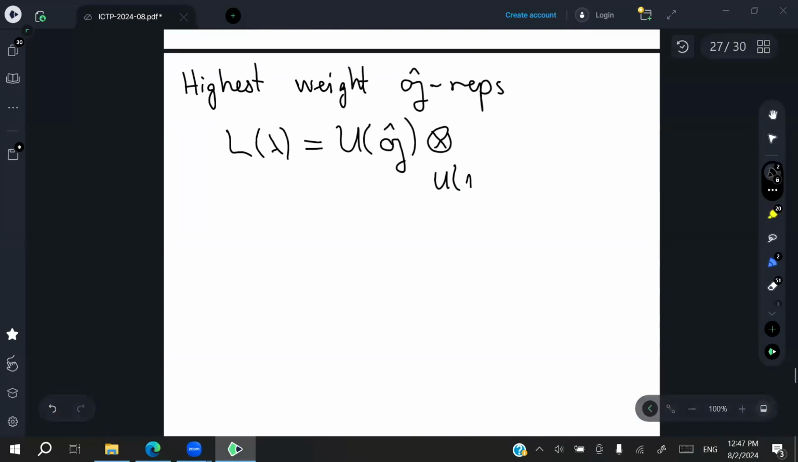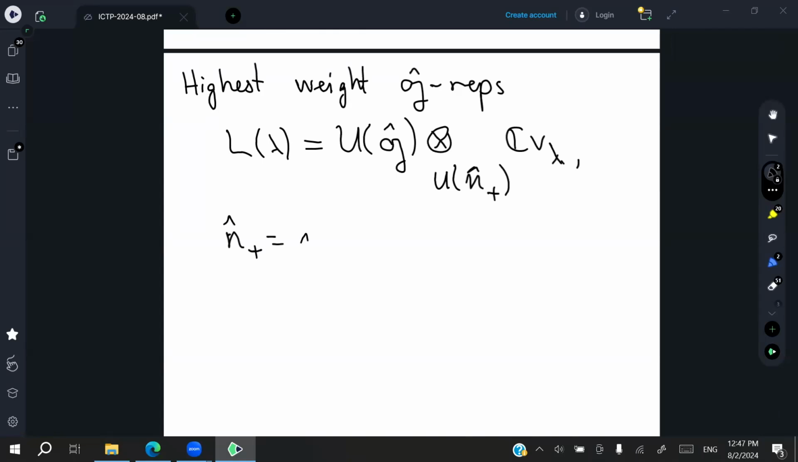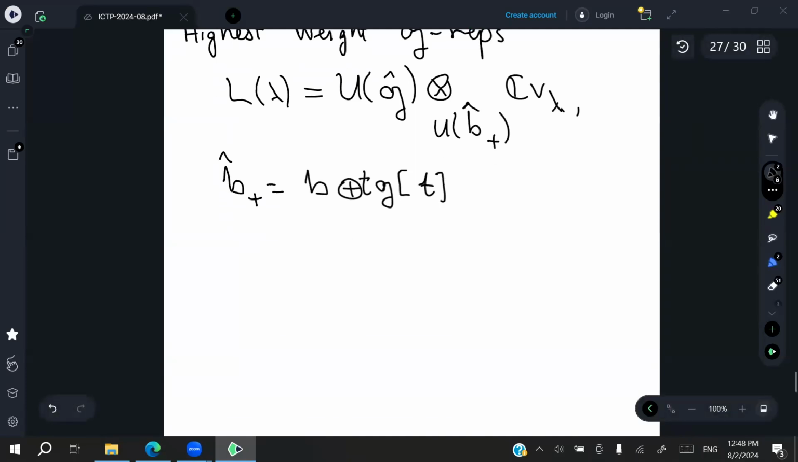What you tend to do is say N plus hat. I guess I should call it B plus, the Borel. So this is the finite Borel plus the elements of G t.